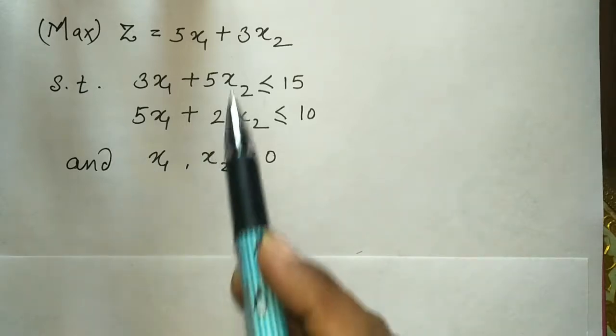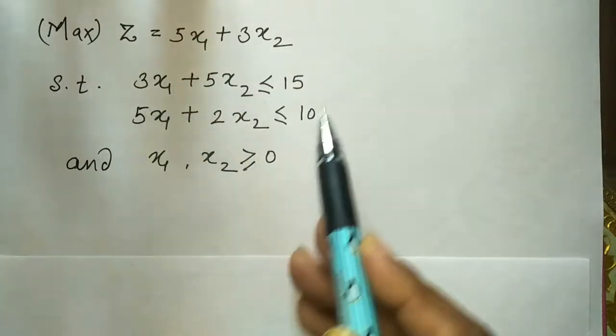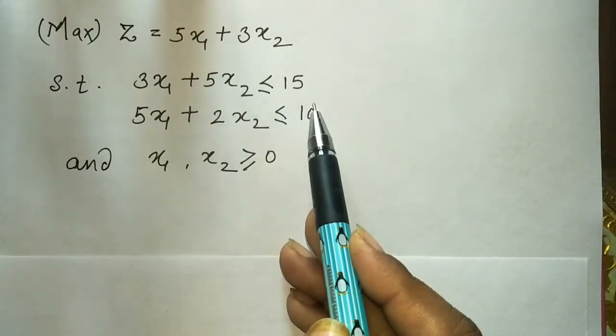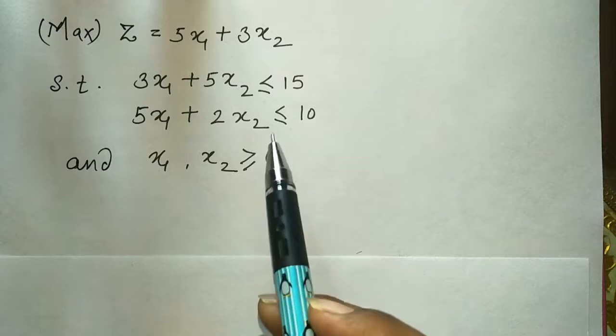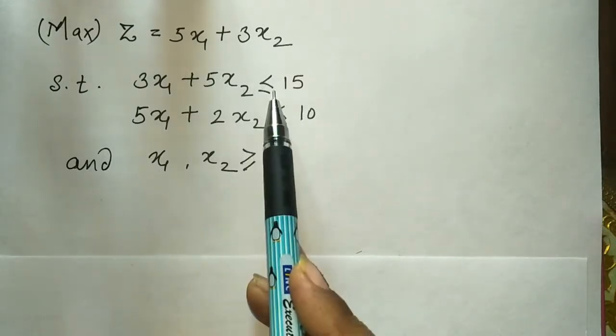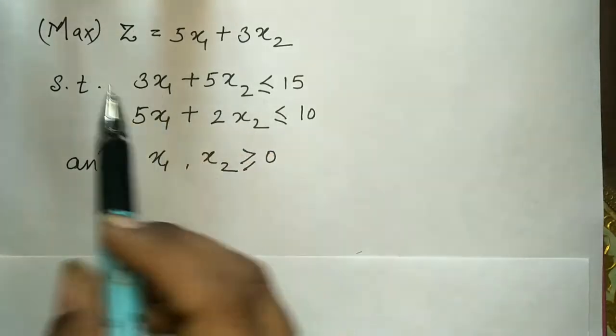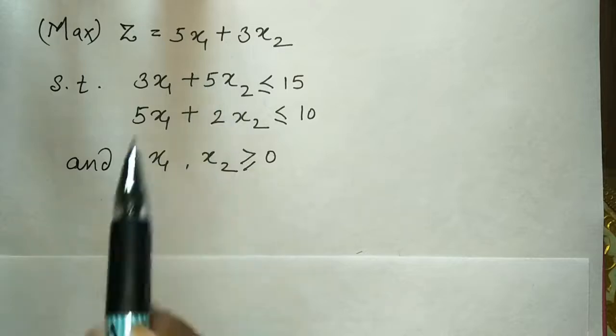0. Now for solving this with simplex method, first of all we have to convert these inequalities in the form of equalities, and for converting these inequalities we have to add slack variables. So friends, let's start. As there are two constraints, we will add two slack variables.